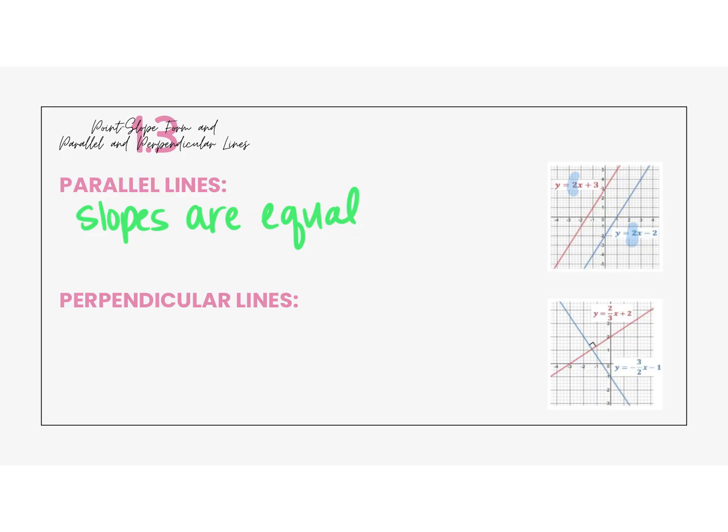When we talk about perpendicular lines, again, perpendicular means to intersect at 90 degrees. So you can see that little box there that's telling me that they make a 90-degree angle. And we can tell by looking at these slopes, I have 2/3 and a negative 3/2. Those are not the same. Okay, so when we talk about perpendicular slopes, they need to be opposite reciprocals.